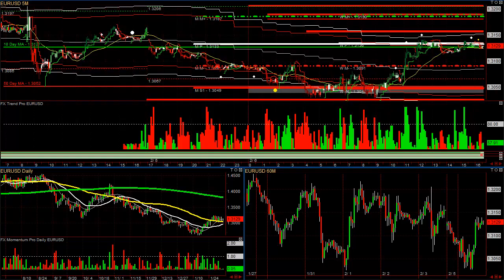This Forex class is going to go over two different topics. One of them is how to use multiple time frames when trading, and the second one is how to use trend lines to spot counter trend trades. So using multiple time frames to trade vastly improves your odds.